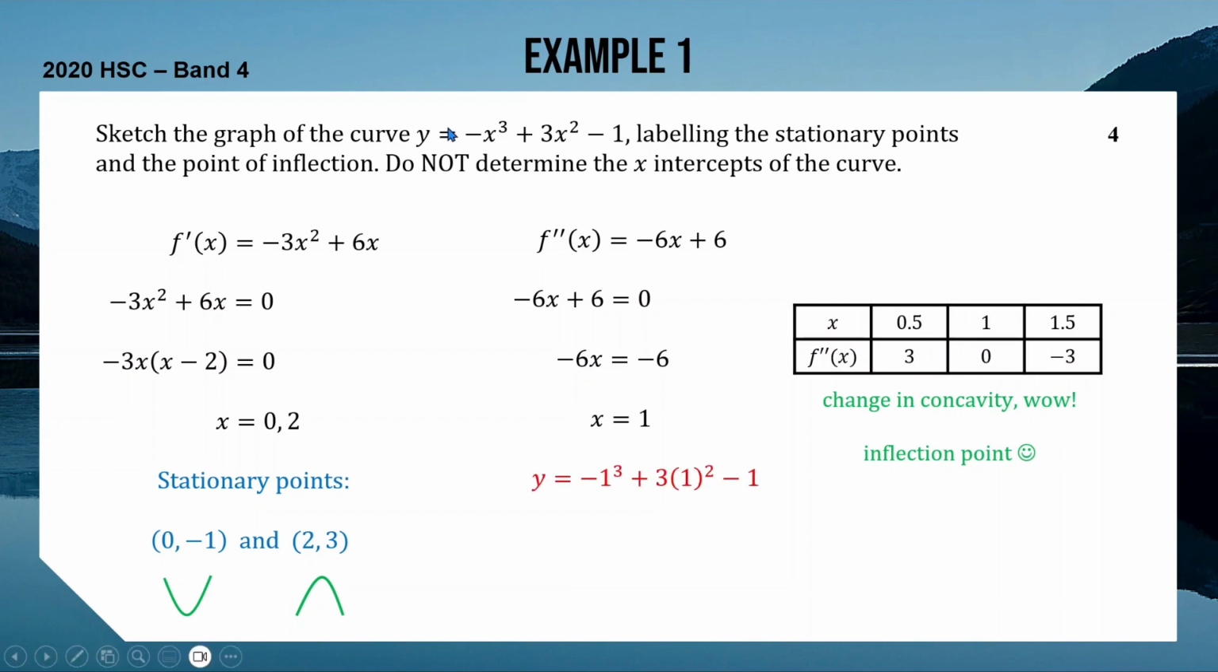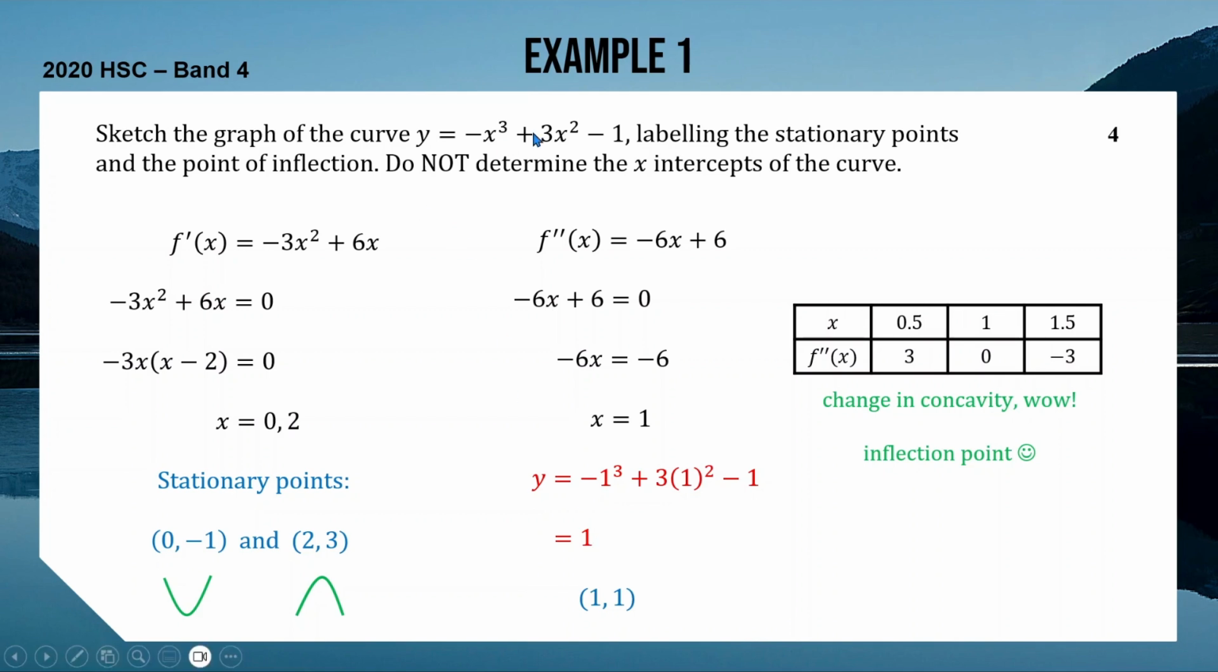So we go to our original function once again, and we let x equal to 1. Subbing that in, we get negative 1 plus 3, take away 1, so we get a value of 1. Also, don't forget, you've got to do the power first before you do the negative, otherwise you're going to get a wrong answer. So this is 1 cubed with a negative. Anyway, okay, cool. So we have (1, 1) as our inflection point, and now we have all the information we need to sketch it.